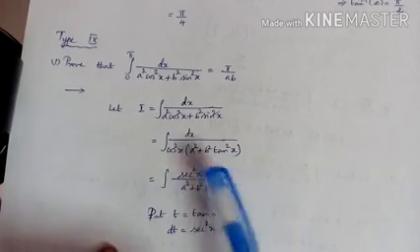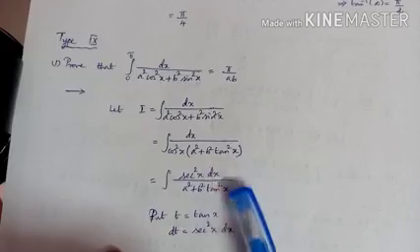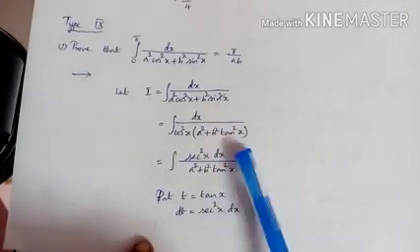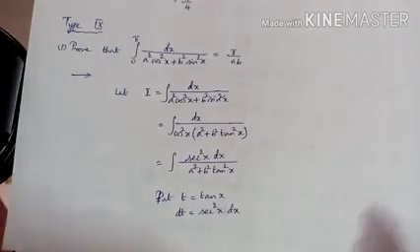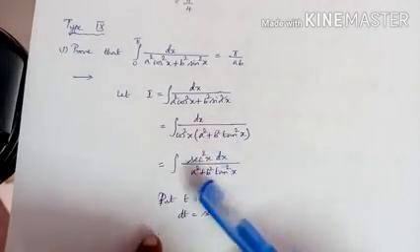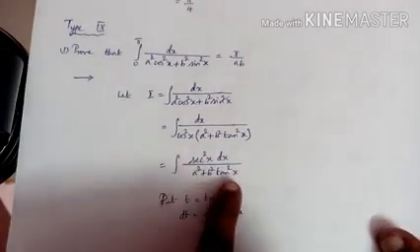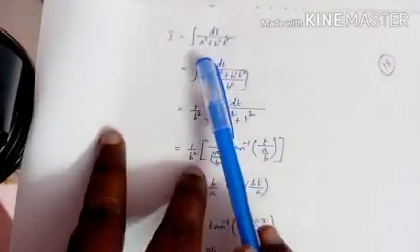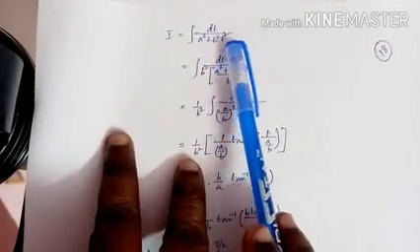Seeing secant square x and tan square x, definitely we know we can use substitution. Put t is equal to tan x, so dt is secant square x dx. Let us substitute: dt by a square plus b square t square. So we know the formula, right? Let us do some more simplification.